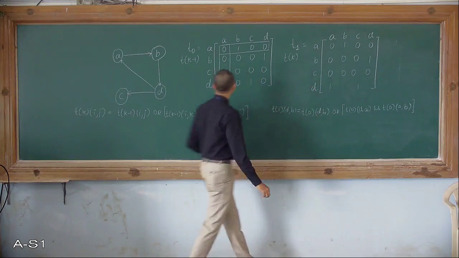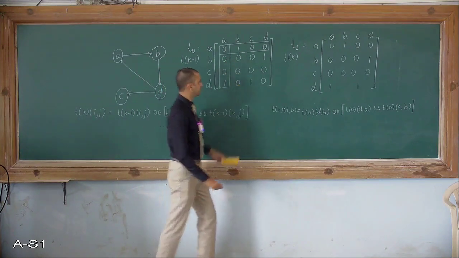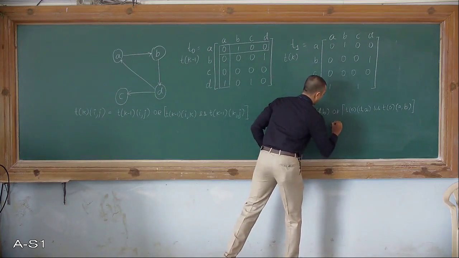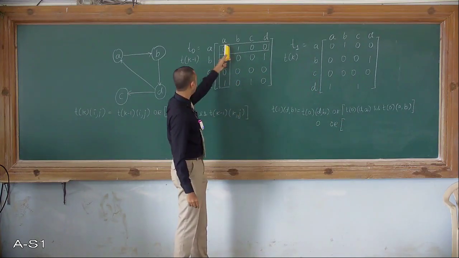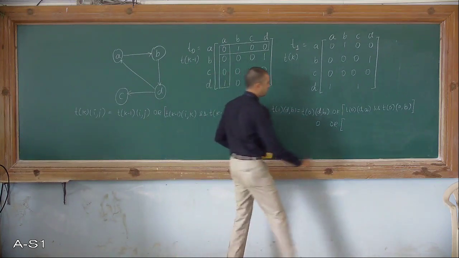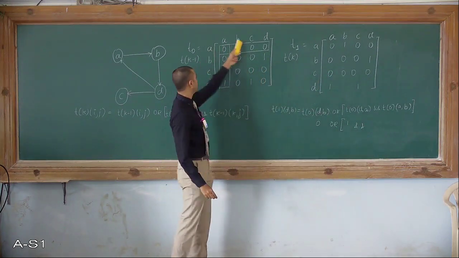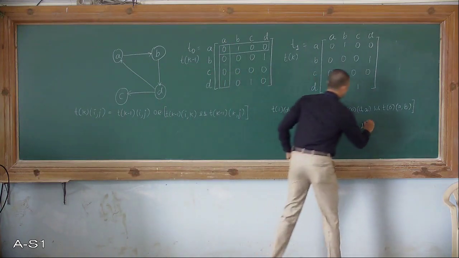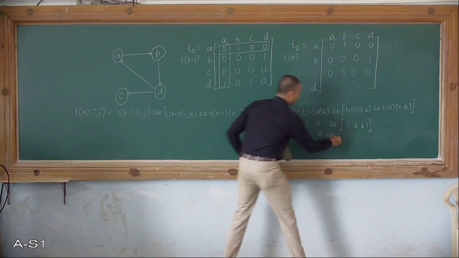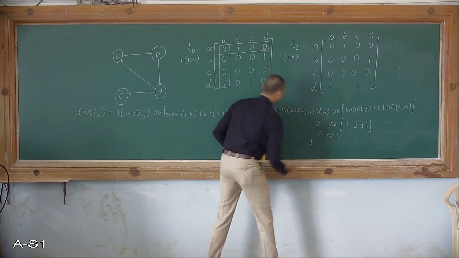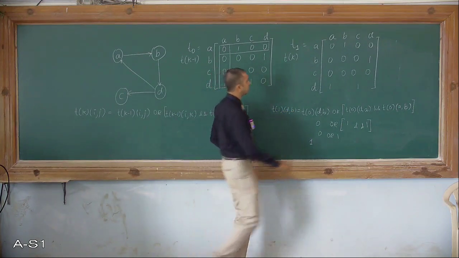T0 D to B. This is T0. What is D to B? D to B is 0. Or T0 D to A. D to A is 1. And A to B. A to B is also 1. So 1 and 1 is 1. 0 or 1 is 1. So the value of D to B in T of 1 is 1.